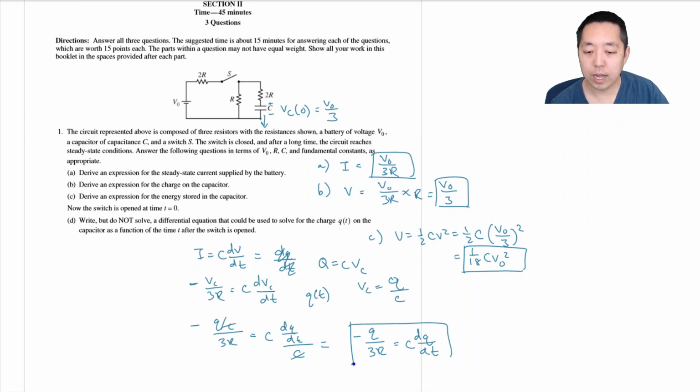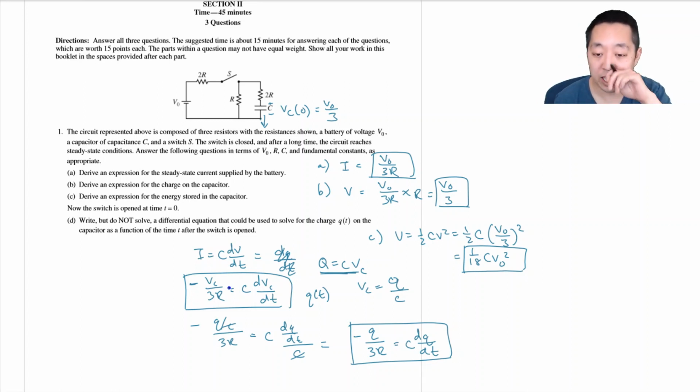So I assume you would get credit if you did this and then indicated you would just take your answer to VC and divide by C. I think that would be okay. I mean, that's my opinion, at least. Either way works, as long as the differential equation generally looks about like that.